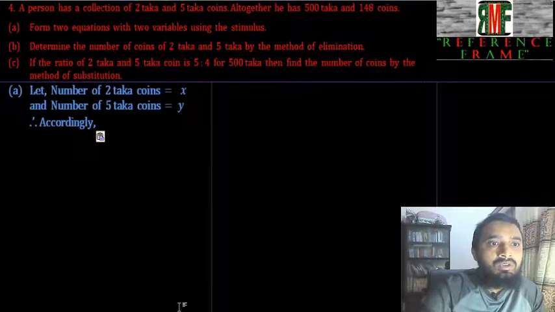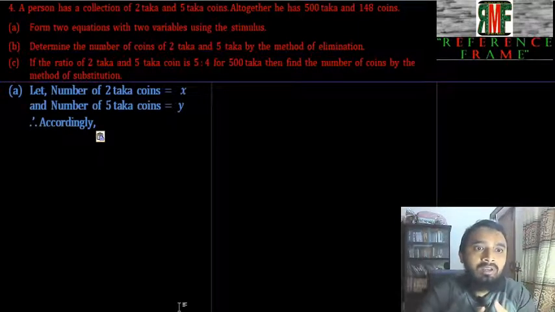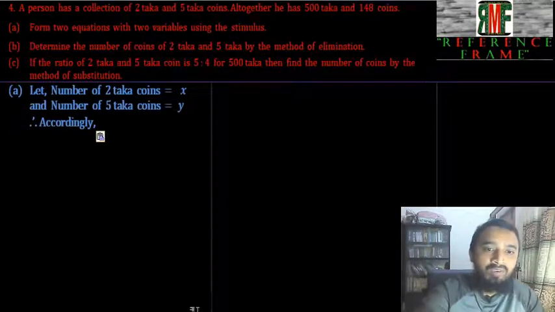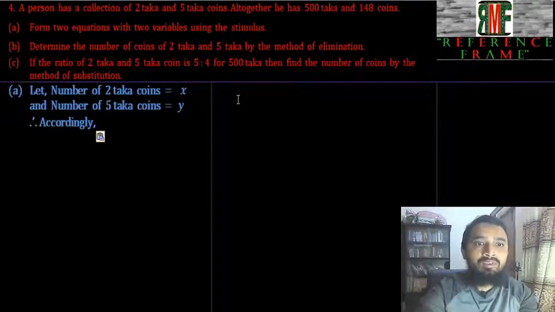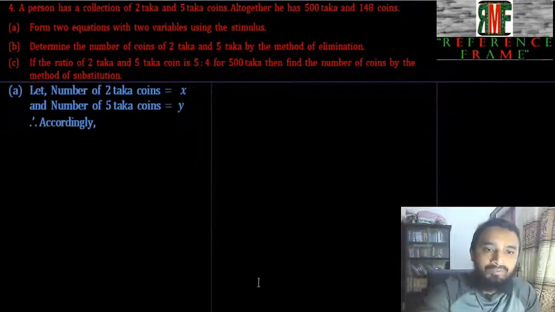Okay, so look, number of 2 taka coins is x and number of 5 taka coins is y. So accordingly, for x coins of 2 taka, we get twice x taka in total, and for y coins of 5 taka, we have the money in total 5y taka. So accordingly we have 500 taka, that means twice x plus 5y is 500, and as we have in total 148 coins, that means x plus y is 148.